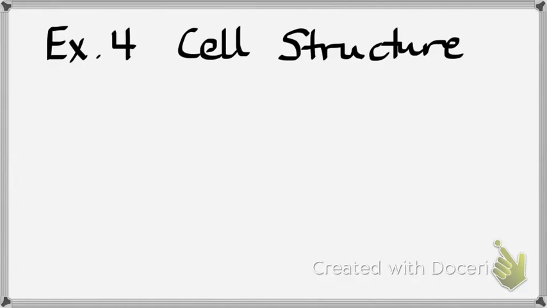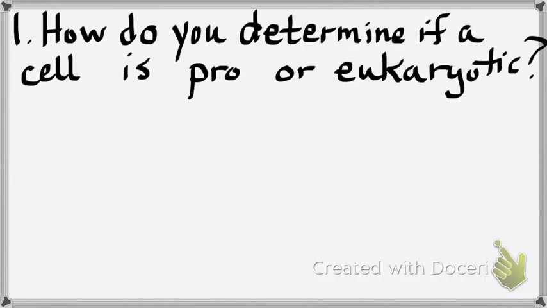So exercise 4, we actually worked on exercise 4 for 3 different days. So expect quite a few questions here. Number 1 is know how to determine if a cell is prokaryotic or eukaryotic. And guys, we kind of did this on page 40 at the bottom of the page. Look at the bottom of the page, where you should have done some sketches and labeling. So using a microscope, how would you be able to tell if an organism is pro or eukaryotic?